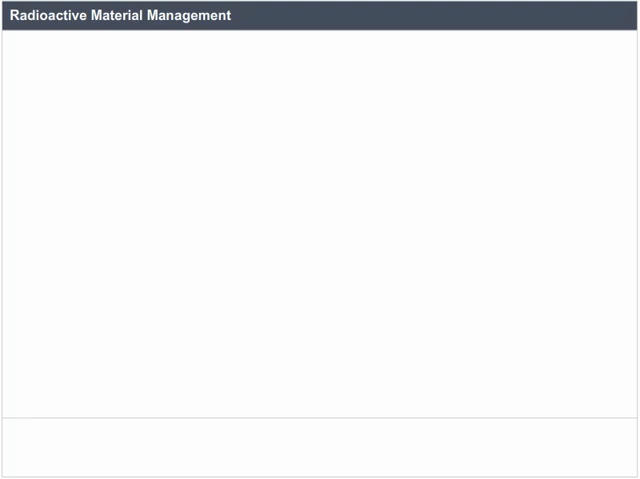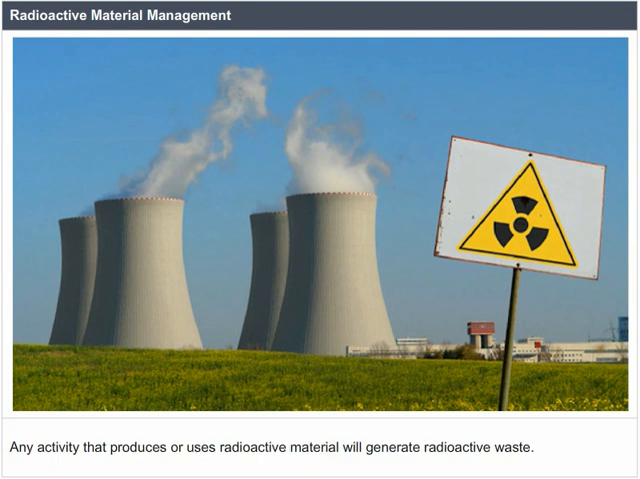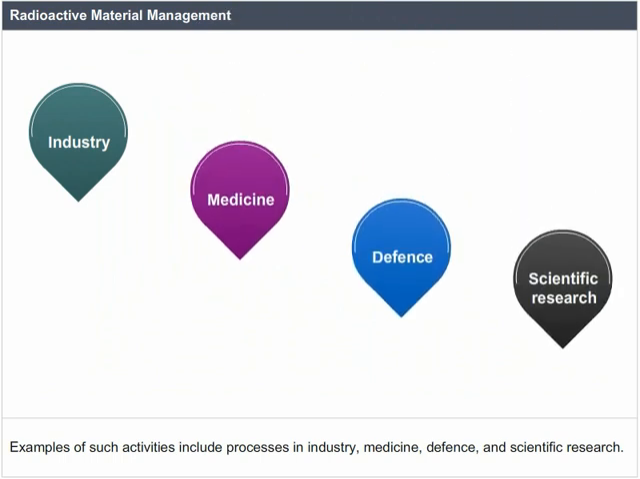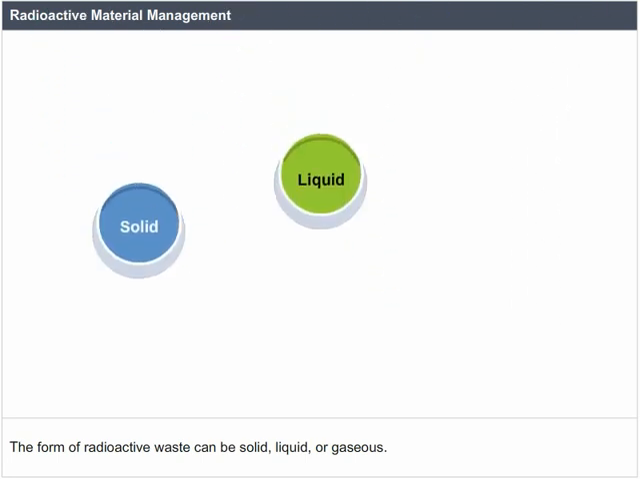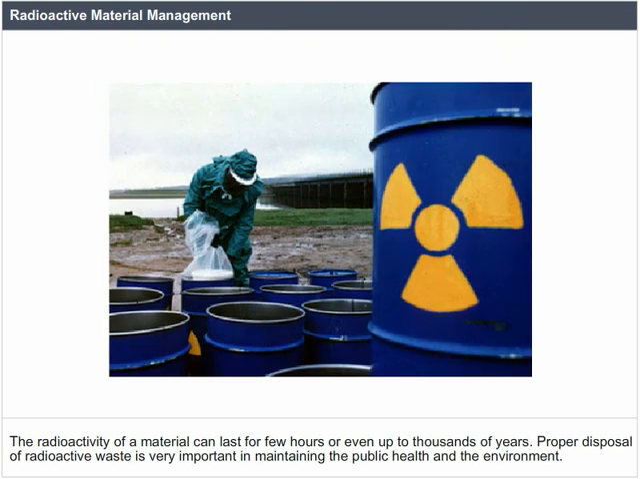Radioactive material management. Management of radioactive material and radiation plays a vital role in environmental pollution. Any activity that produces or uses radioactive material will generate radioactive waste. Examples of such activities include processes in industry, medicine, defense, and scientific research. The form of radioactive waste can be solid, liquid, or gaseous. The radioactivity of a material can last for a few hours or even up to thousands of years.